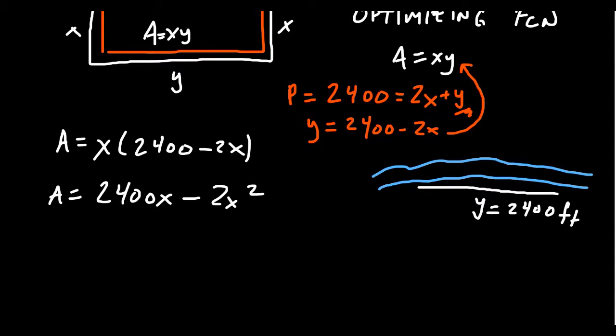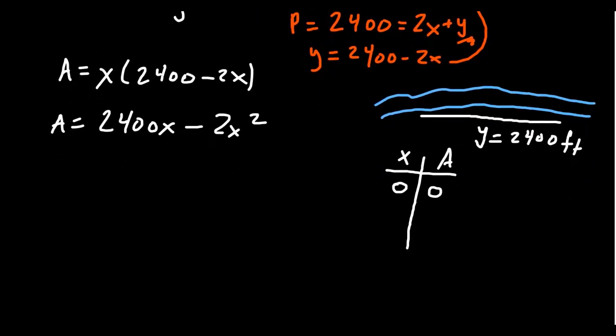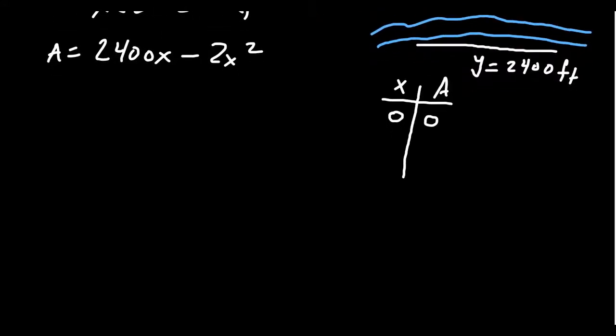It seems ridiculous. But if we were trying to build a t-chart, where we have x and A right here, if you set x to be 0, your area is going to be 0 as well. That's going to be ridiculous. Clearly, that's not going to be the maximum area, but it is part of the domain, so it is worth considering. Sometimes the optimal solution does happen at the boundary.